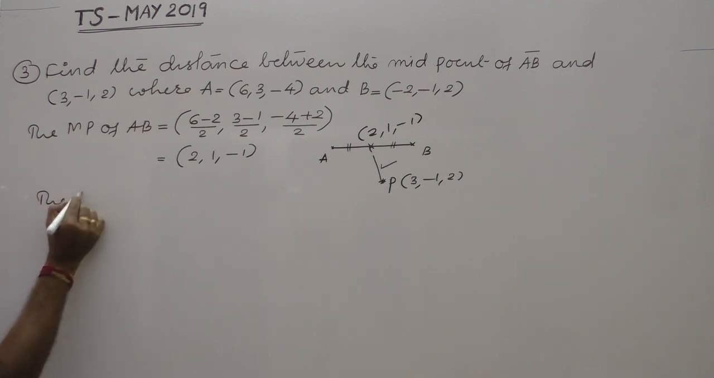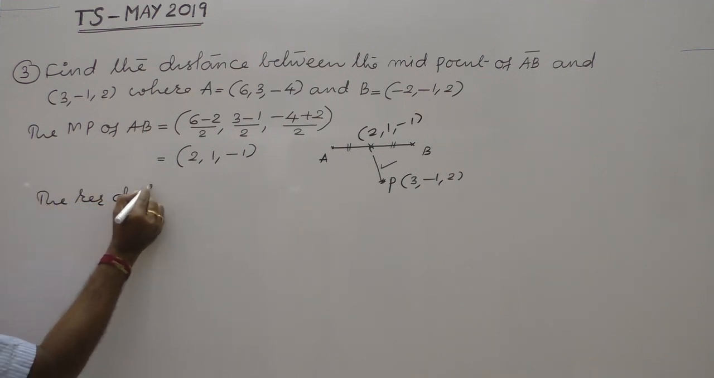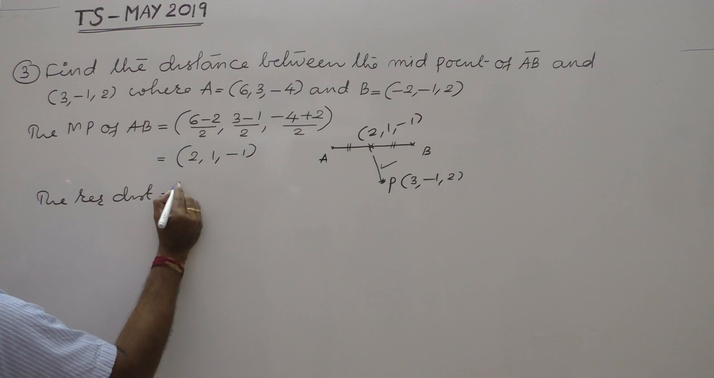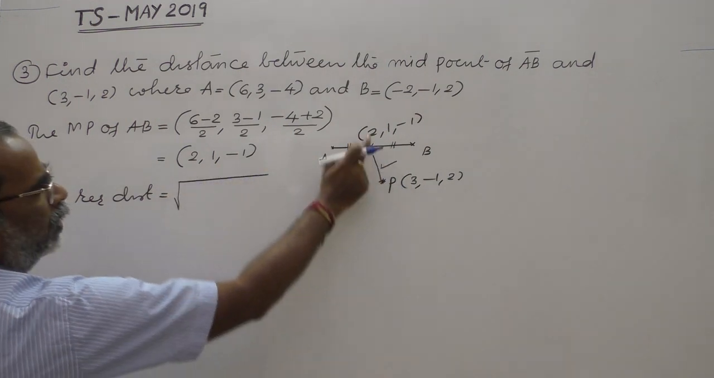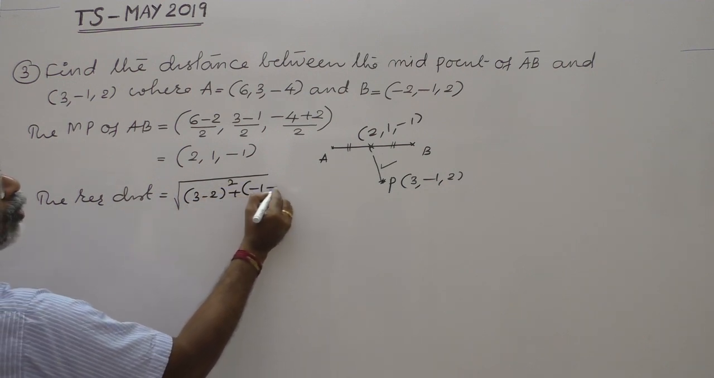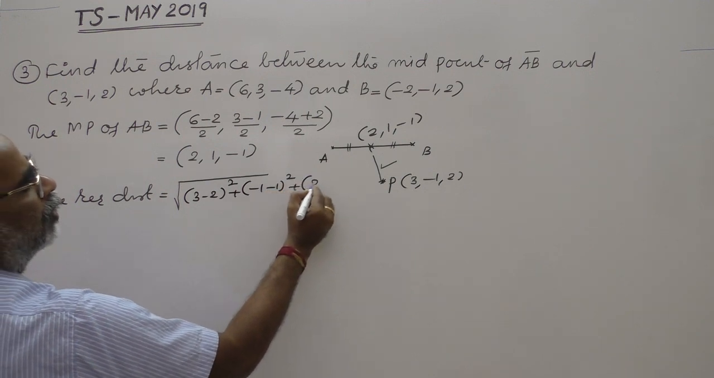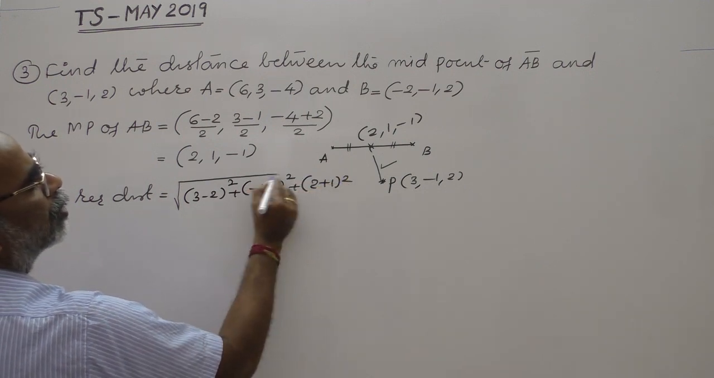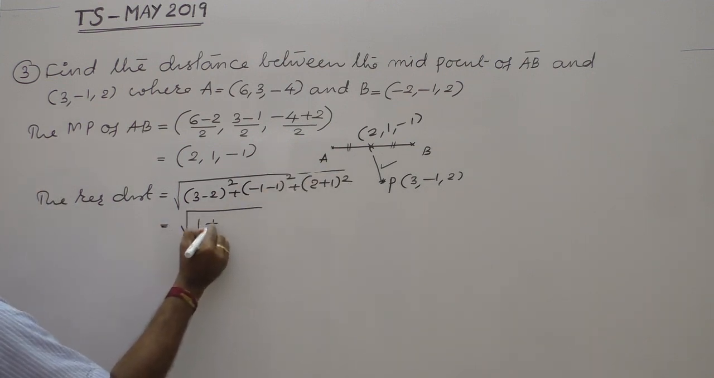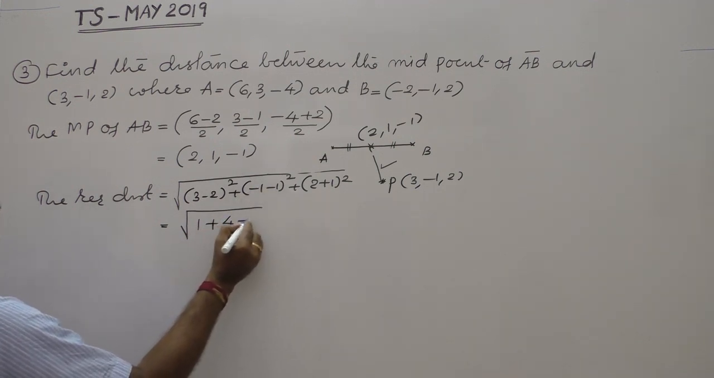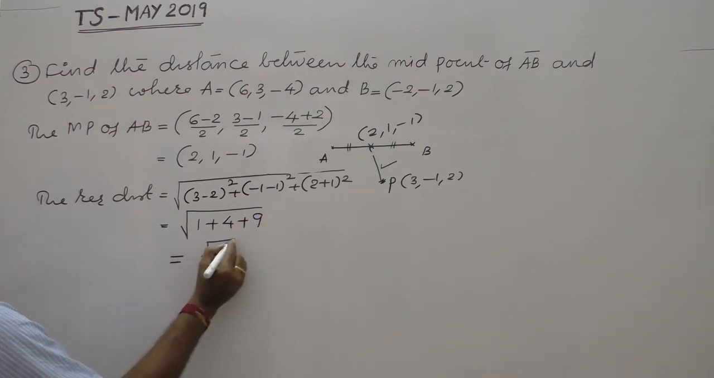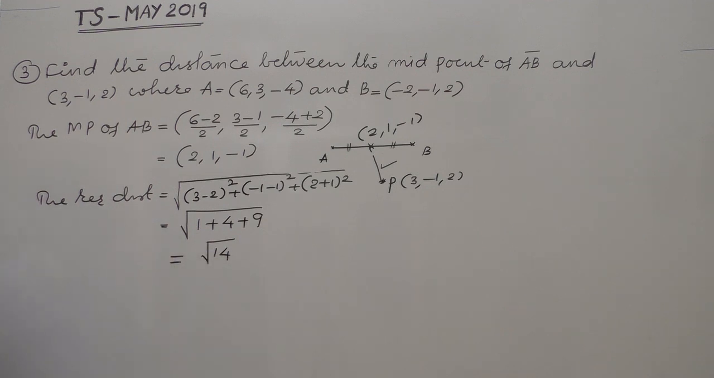Therefore, the required distance is the distance between the midpoint of AB and this point. We will find that distance. Root over x2 minus x1 whole square, 3 minus 2 whole square, plus y2 minus y1 whole square, plus z2 minus z1 whole square. This is root over 3 minus 2 is 1, 1 square is 1, minus 2 whole square is 4, 2 plus 1 is 3, 3 square is 9. Therefore, the required distance is root 14 units.